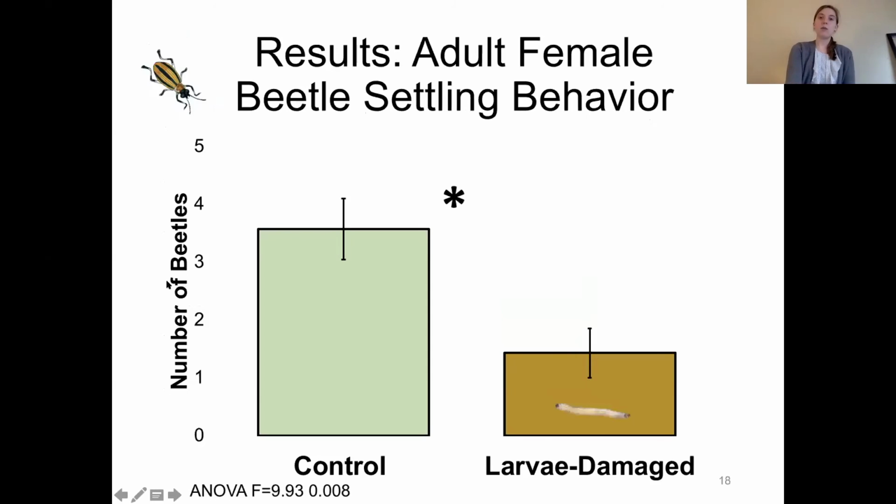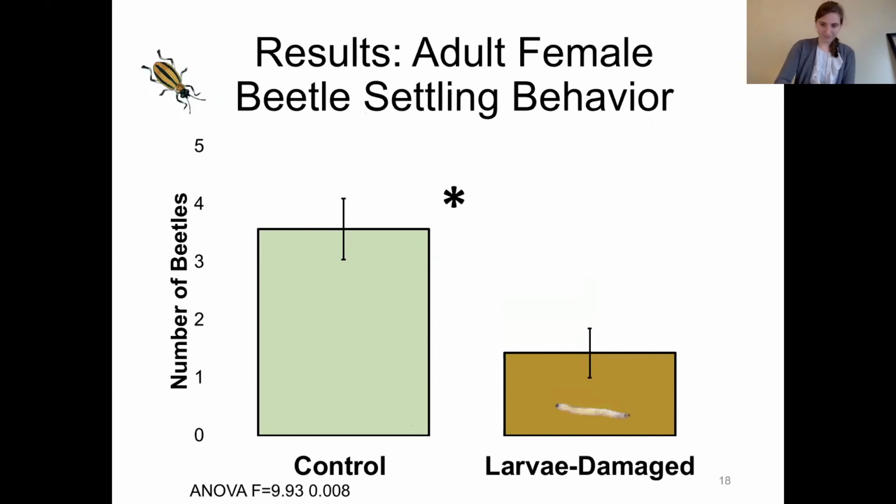And so here I'm presenting what I'm calling adult female beetle settling behavior, so which plants they chose to settle on by the end of the 48-hour period. And so on the y-axis, I'm presenting number of beetles. And so again, there were 6 beetles per choice arena. And then on the x-axis, the control versus the larvae damaged plants.